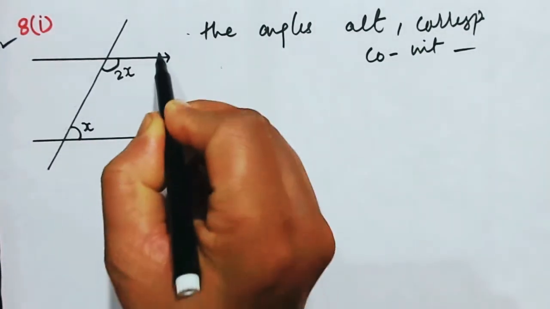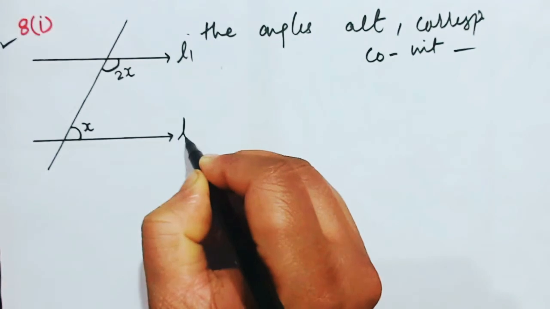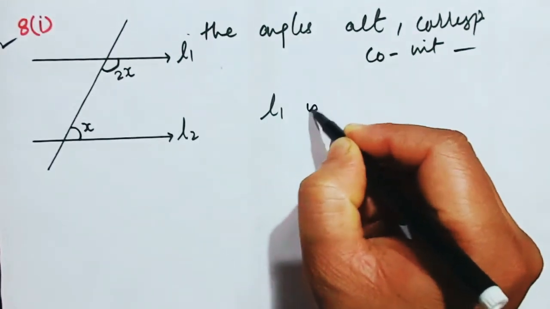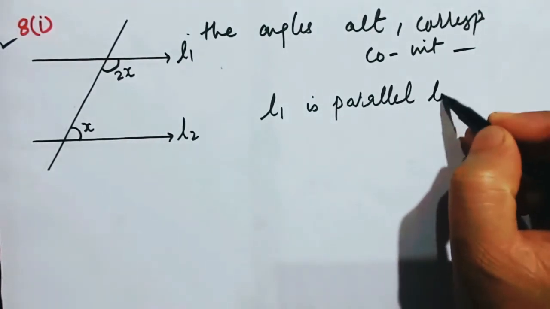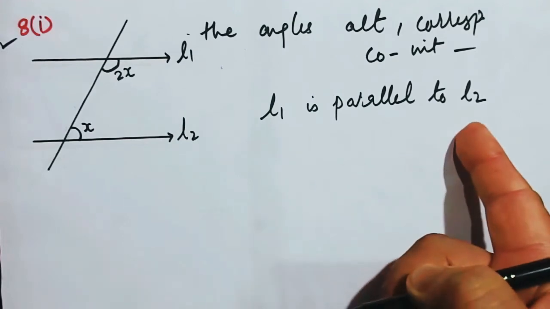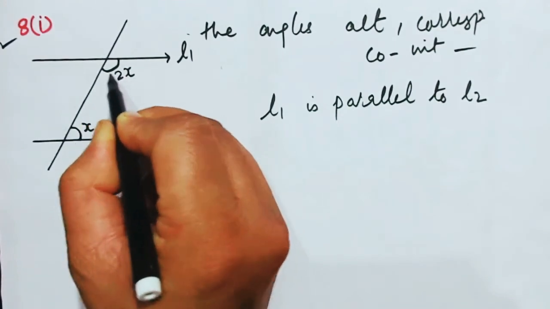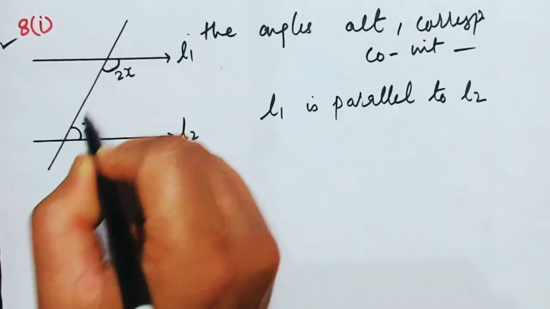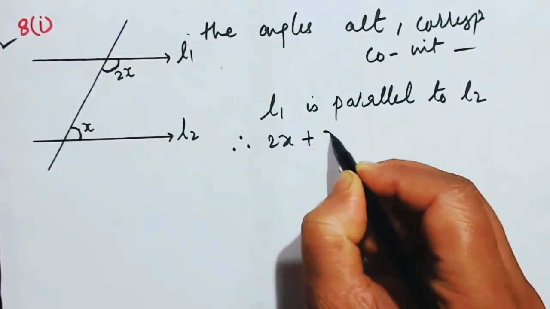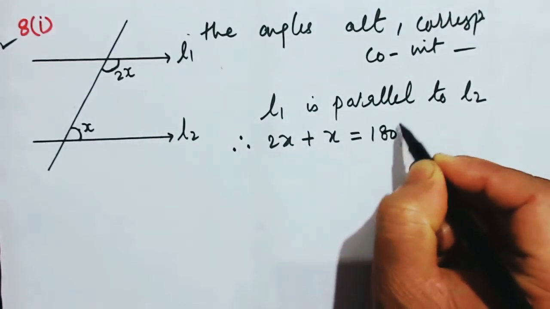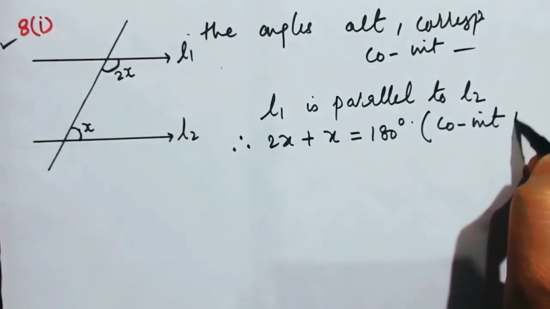When these two lines are parallel, the lines are already given as parallel, L1 is parallel to L2. So when these two lines are parallel, then the co-interior angles, which are also known as the allied angles, therefore 2x plus x will be equal to 180 degree. Why? Because they are co-interior angles.